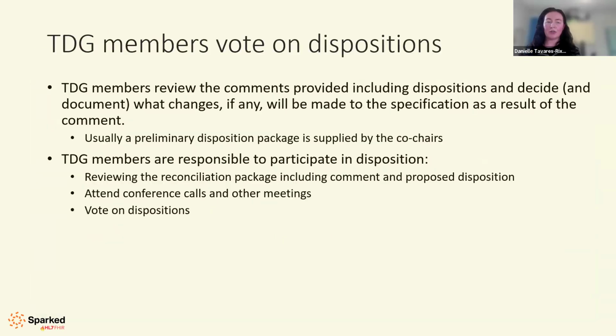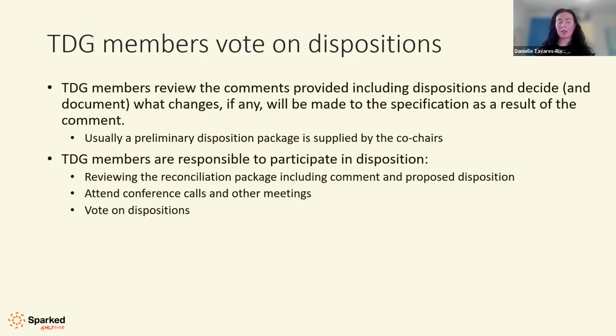So let's get to the technical design group. At a really high level, the technical design group members vote on how ballot issues are resolved. The balloters vote on what items they think, if any, need to be resolved before we publish R1. And that all comes to us as the technical design group to make a decision on what changes, if any, are made before we publish R1. Usually, again, there's a preliminary disposition package supplied by the co-chairs. We've gone through and reviewed things. We might suggest that something is considered for future use and why.